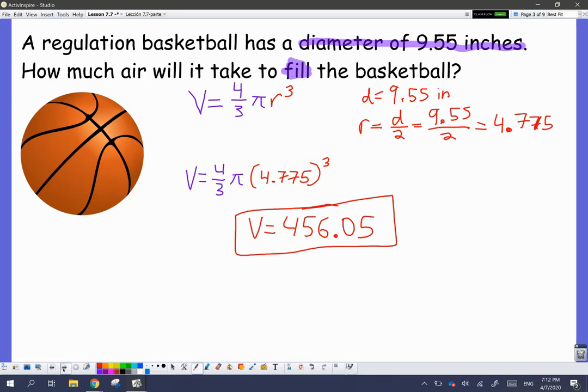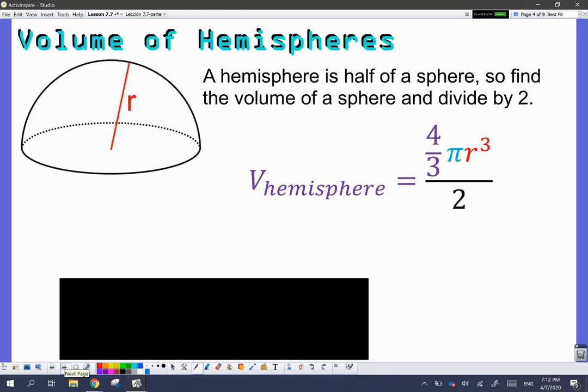So now let's continue with the volume of a hemisphere. Now remember that a hemisphere is just half of a sphere. So to find the volume of the hemisphere, all I need to do is find the volume of the sphere and divide that by 2, since it's half of the sphere.